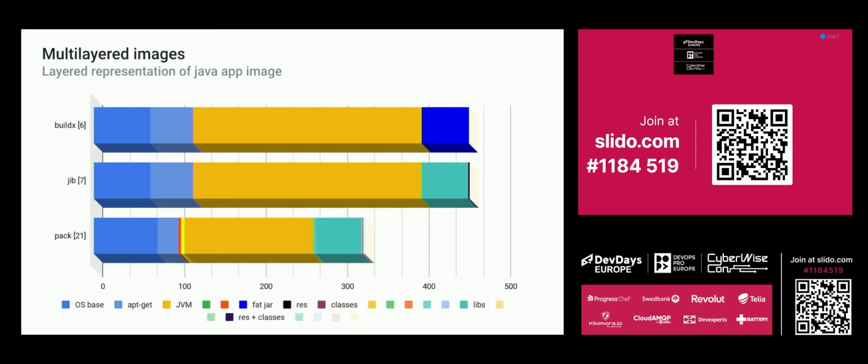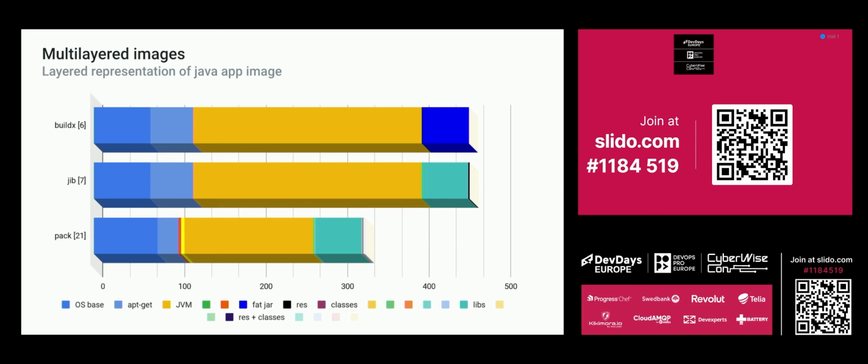And here I have these 3 tools, and this is the image layout for those tools. Starting from the top one, with BuildX, we have 6 layers created, with the biggest layer being the JVM itself. Similar with Jib, but you will notice one significant difference. With BuildX, the top layer is just the fat jar. It's one big layer, it's a fat jar.